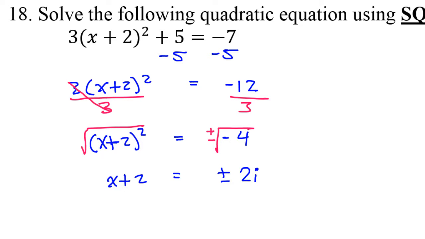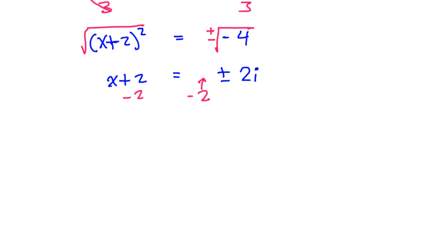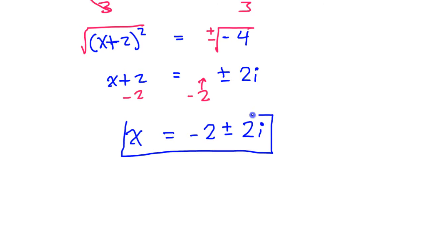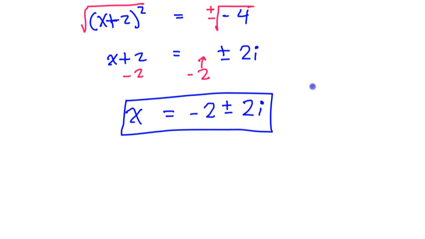Now the last step to get x by itself, we just need to subtract 2 from both sides. But go ahead and put that negative 2 in the front before the plus or minus. So that's going to leave us with x equals negative 2 plus or minus 2i. These are not like terms, so this is as far as we can go. Alright, so that's how you solve by taking square roots.